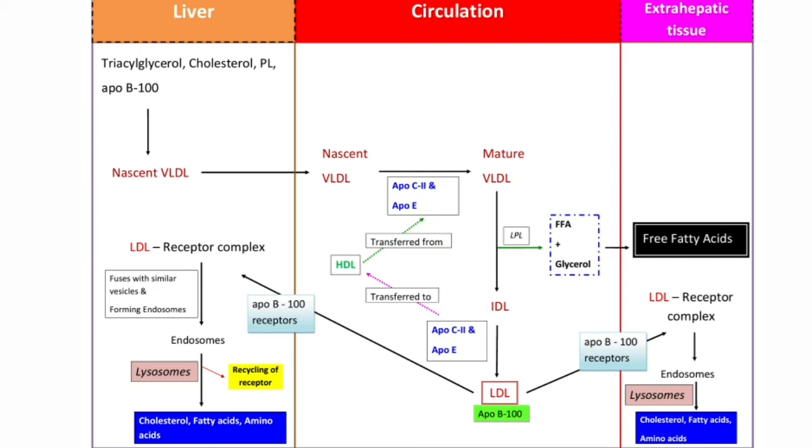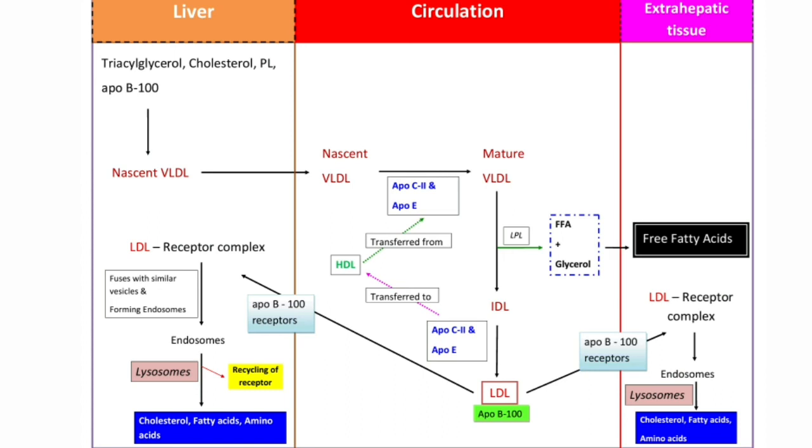Now, LDL contains only one apoprotein, that is ApoB100. When we compare LDL and VLDL, LDL contains much less triacylglycerol than VLDL, and LDLs have a higher concentration of cholesterol and cholesterol esters than VLDL. The primary function of LDL is to provide cholesterol to the peripheral tissues or return it to the liver. Approximately 30% of LDL is degraded by the extrahepatic tissues and 70% by the liver.